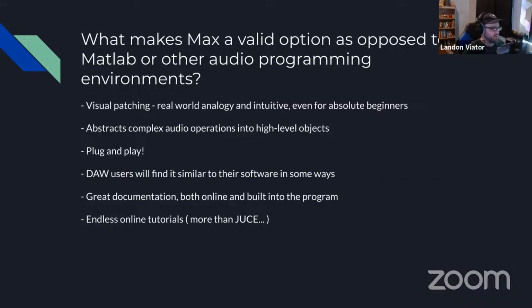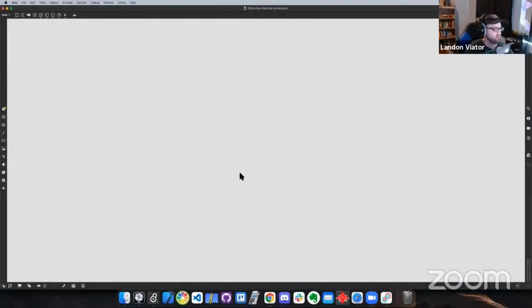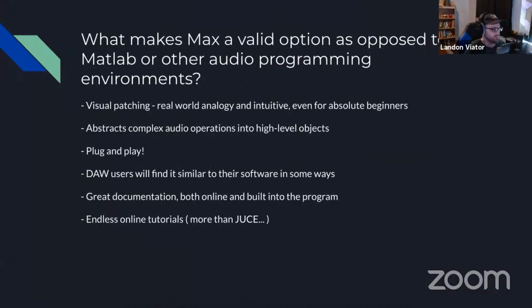DAW users coming from Logic or Pro Tools will find some aspects of it similar to their software in a lot of ways. Some ways it's obviously going to be different. Like I said, this view obviously doesn't look like a regular DAW. It's kind of like a canvas. But once you start working with audio, it makes sense. The documentation included is amazing for Max. It's built into the app, and you can access the documentation for each object by just clicking on it. And that documentation is also online at Cycling '74's website, the owners of Max. As far as online tutorials, there are an endless amount of tutorials compared to JUCE.